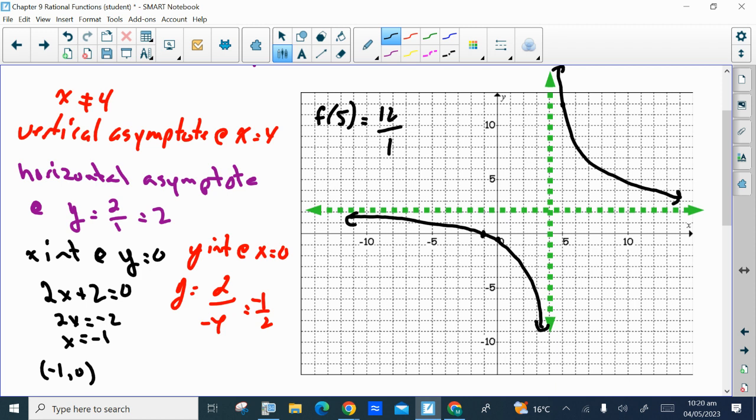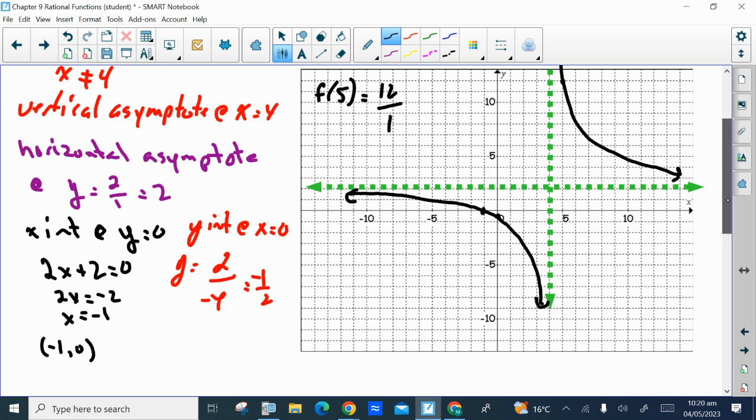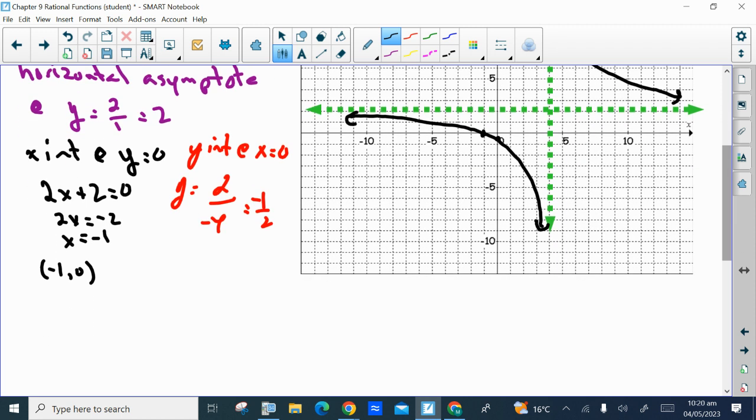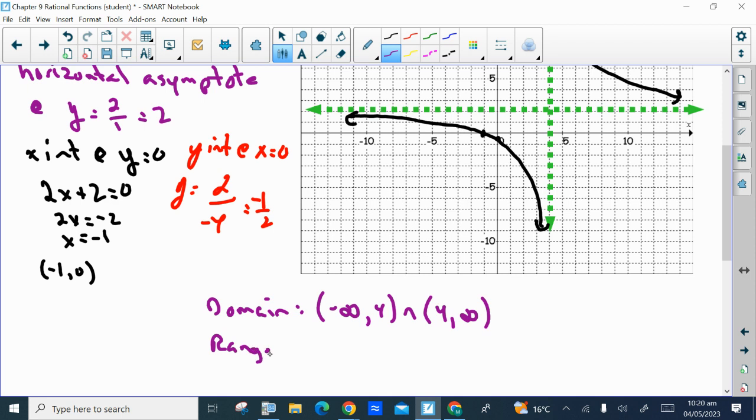And so there's the graph. We've identified our asymptotes and our intercepts. If you're asked to state the domain and range, I choose to use interval notation here. It'll be from negative infinity to positive 4, and then again from positive 4 to positive infinity. I have to use the rounded brackets. And the range will go from negative infinity to positive 2, and then from positive 2 to positive infinity.